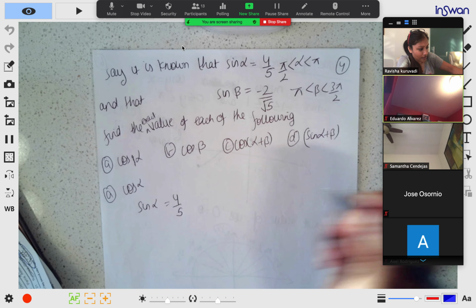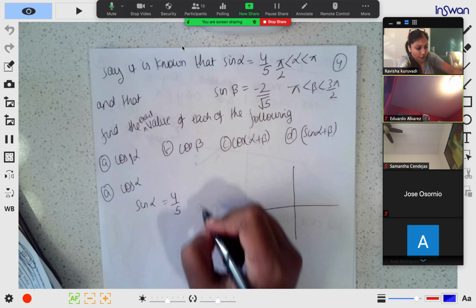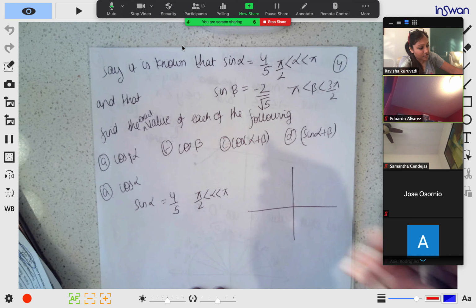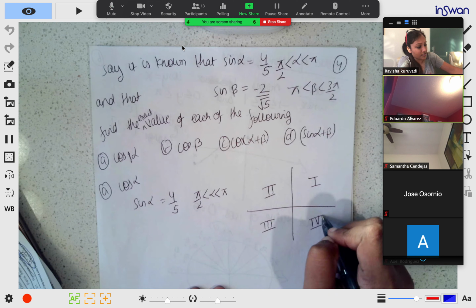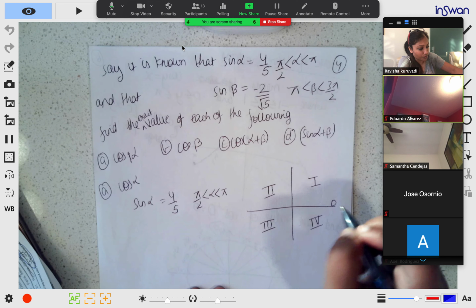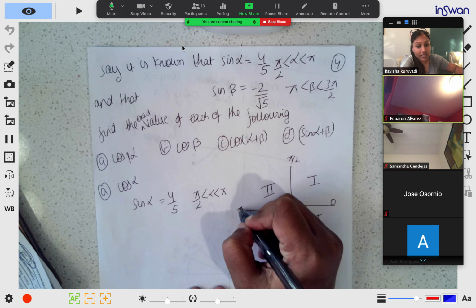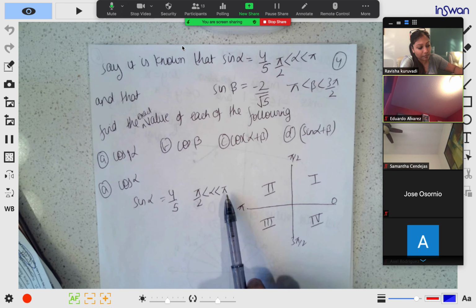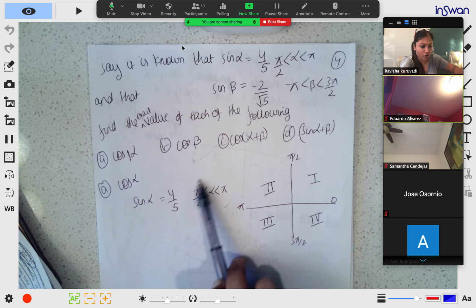I am given an angle alpha. It says it is between pi by 2 and pi. This is my first quadrant. This is my second quadrant. This is my third. This is my fourth. This is 0. This is pi by 2. This is pi. This is 3 pi by 2. When they say pi by 2 less than alpha less than pi, which quadrant am I talking about here? Can anyone tell me which quadrant?